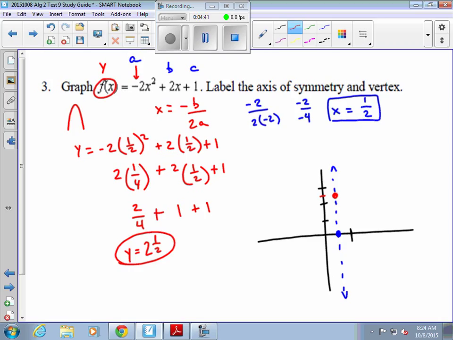Again, we know it opens down, so we have to shift to the right. You do not have to shift a whole unit over. What I mean by that is we're at 1/2 right here. You don't have to shift over to negative 1/2. That's not necessary. We're going to shift over to 0. 0 is the easier version. We'll shift to 0.